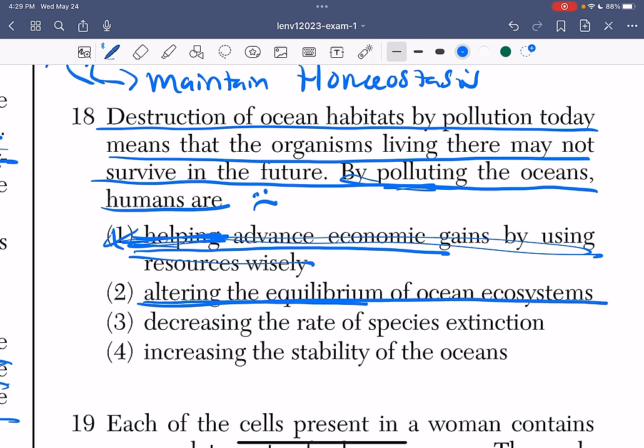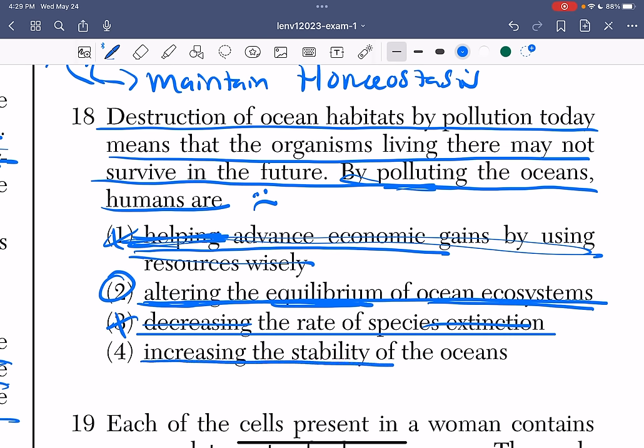Altering the equilibrium of ocean ecosystems. So we're changing the balance of, this could be a possible answer. Decreasing the rate of species extinction. We're not decreasing extinction, we're making it worse. Increasing the stability of the ocean. We are not keeping anything stable. So the best answer for 18 is choice two.